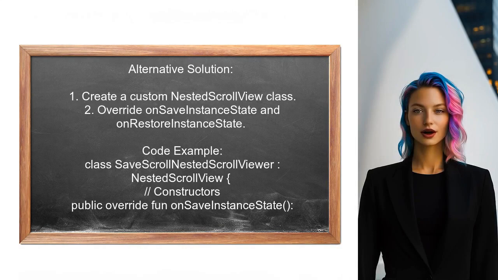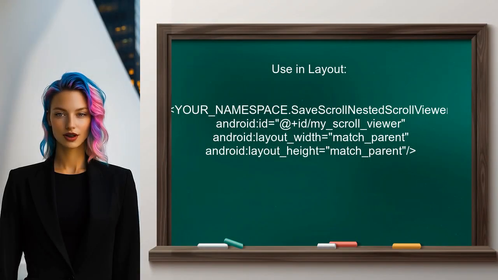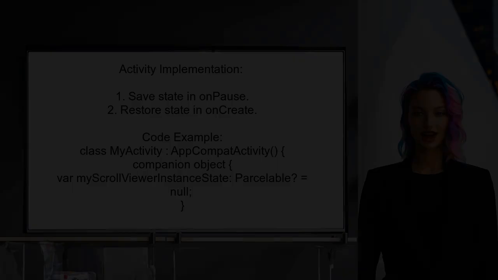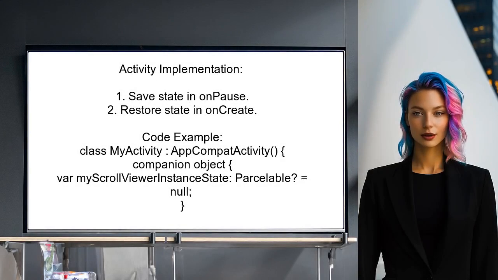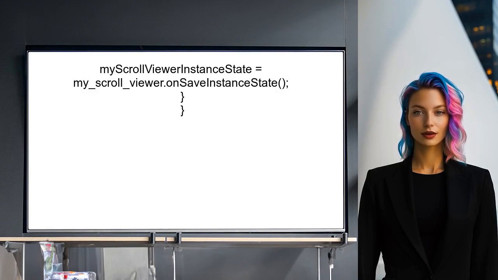An alternative solution suggests managing the scroll state manually by creating a custom nested scroll view class. This involves overriding the onSaveInstanceState and onRestoreInstanceState methods to save and restore the scroll position. Next, use this custom view in your layout XML. Replace the standard nested scroll view with your new SaveScrollNestedScrollView. Finally, in your activity, save and restore the scroll state during the lifecycle events. Store the state in a companion object and restore it in onCreate.